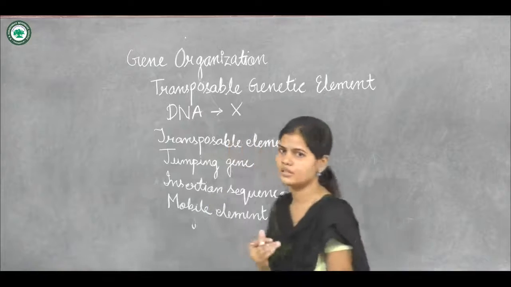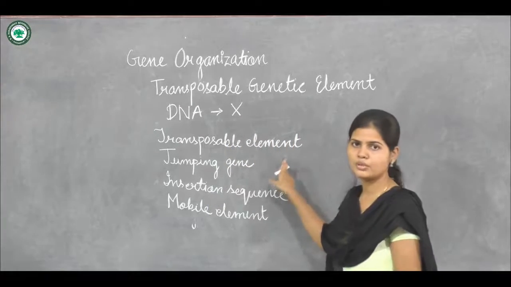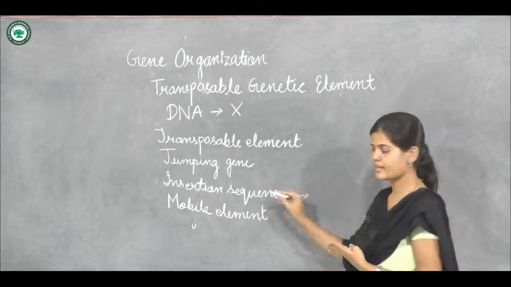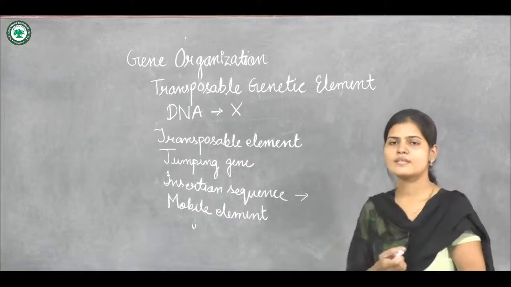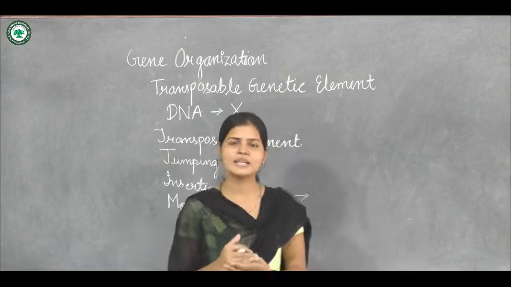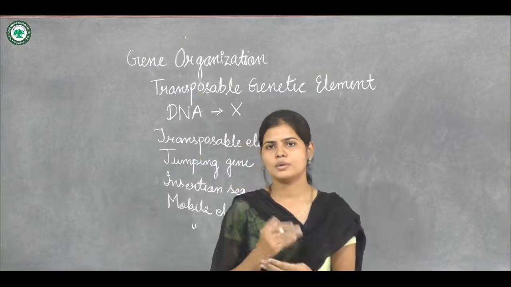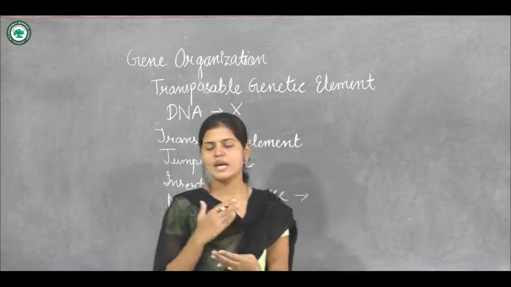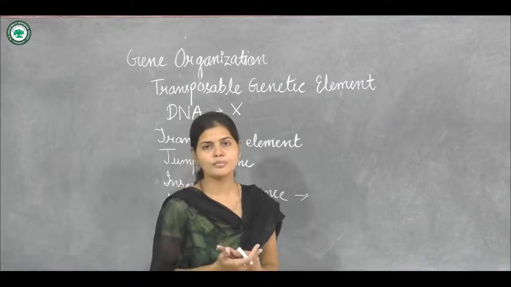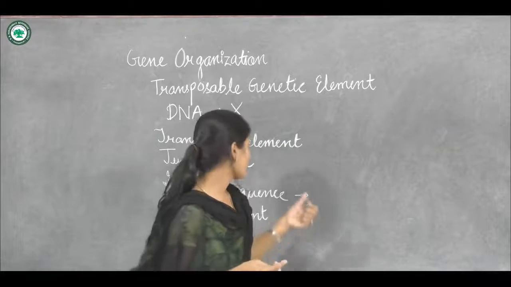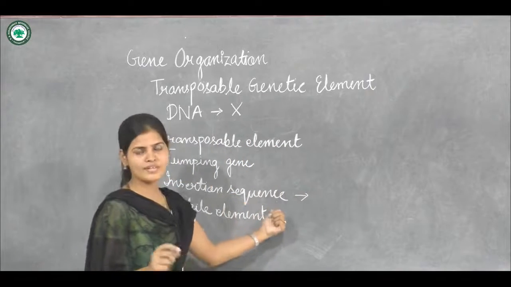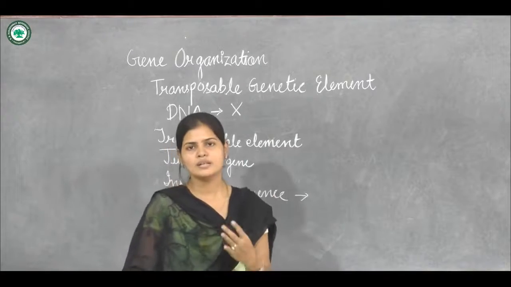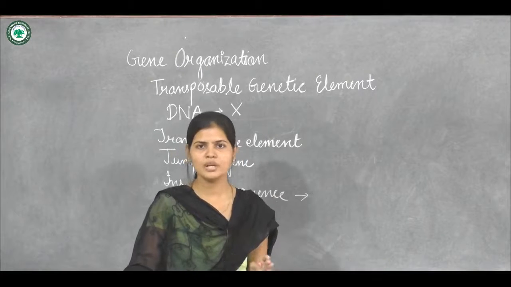move from one place to another, these elements insert at a different site. So it is also called an insertion sequence, and after the insertion there will be some alteration in the sequence of the chromosome. So it will lead to deletion, inversion, or chromosomal fusions and rearrangement. Because of this insertion of the sequence at a different place, it will result in deletion or other recombination or rearrangement.